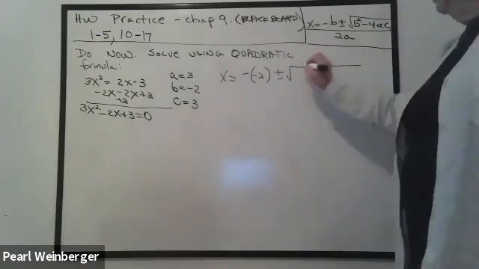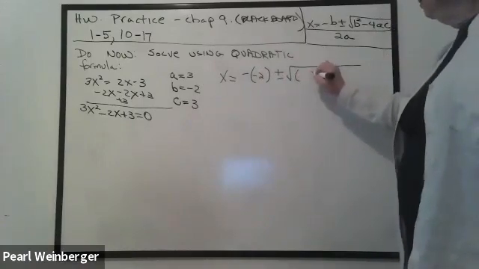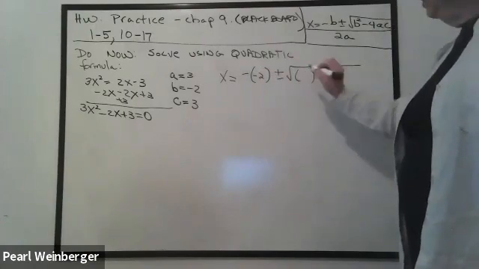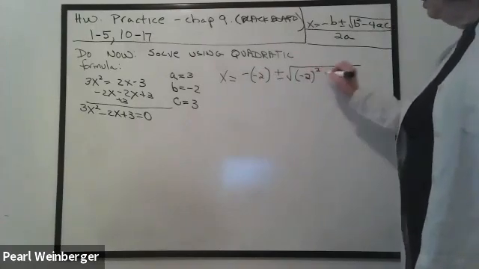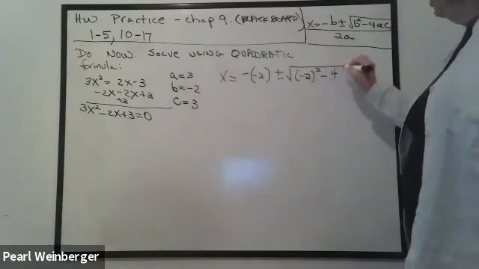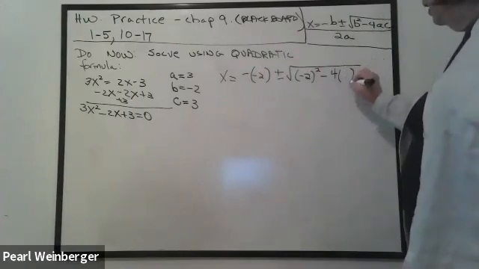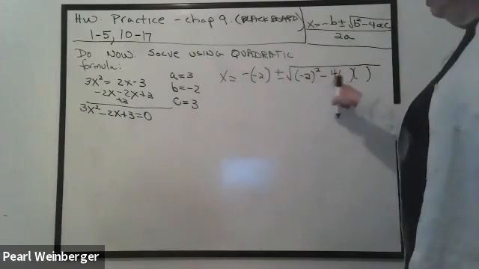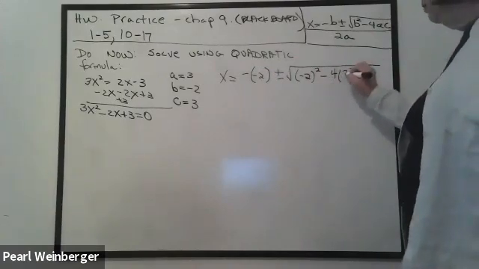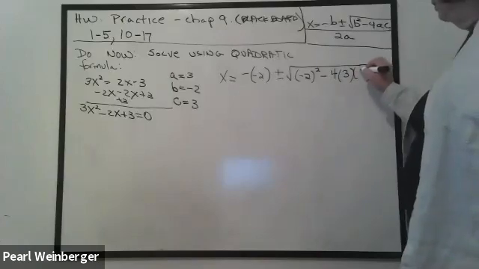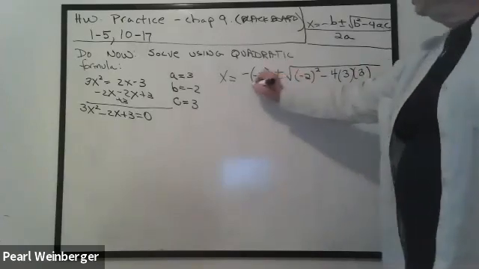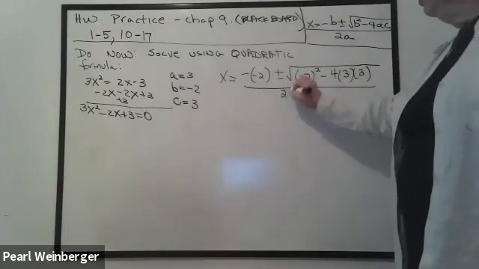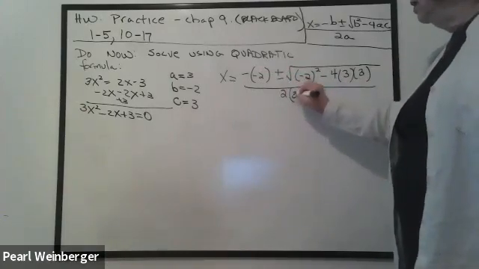Okay, and then the first thing we have is a b squared. So here's my parentheses for the b, which is negative 2 squared, minus 4. And then I have a parentheses for the a and a parentheses for the c. So it's negative 4ac. So it's negative 4 times 3 is the a, and 3 also happens to be the c. And this is all over 2a, which is 2 times 3.